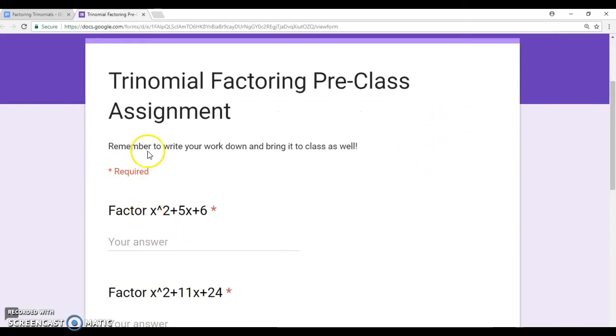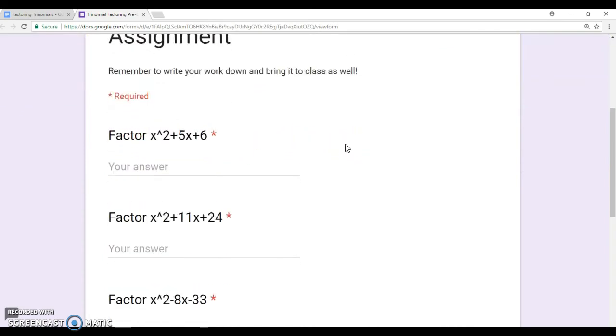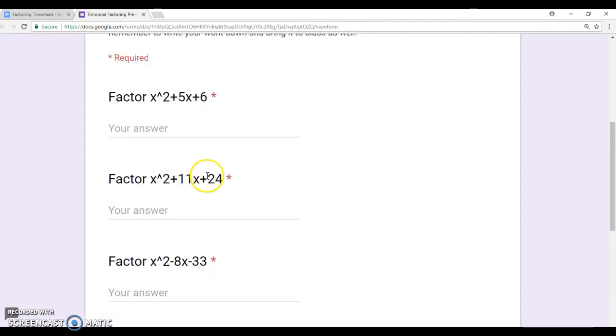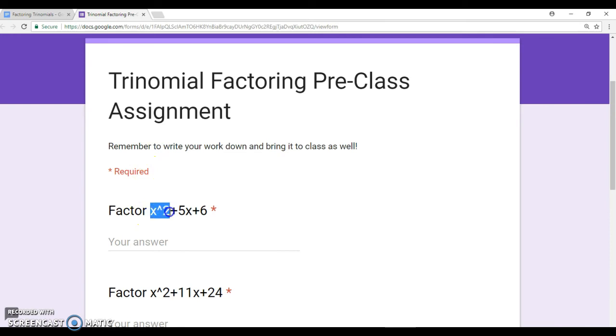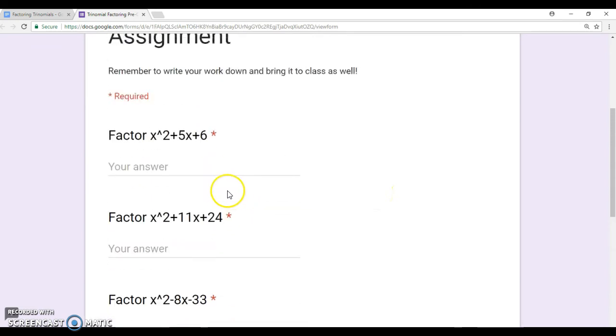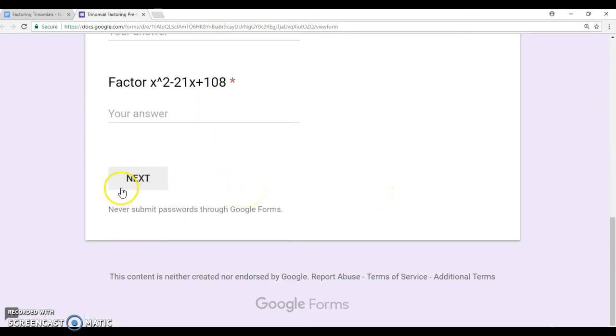So first off, a reminder, as always, please write your work down and bring it to class so we can talk about it. You have 5 questions to answer. This is the best I could do on here for x squared. So that's a pretty common thing. This looks just like the exponent button on your calculator. So this is x squared plus 5x plus 6. So 5 problems, or actually 4 problems, for you to practice factoring.